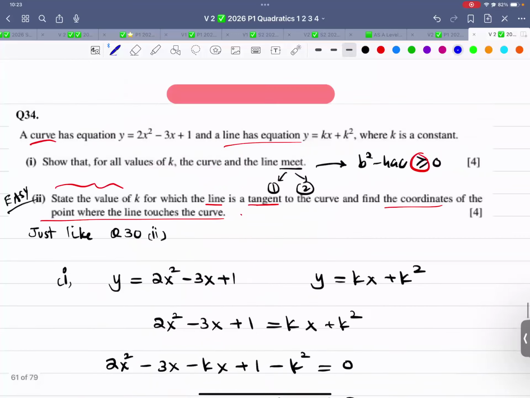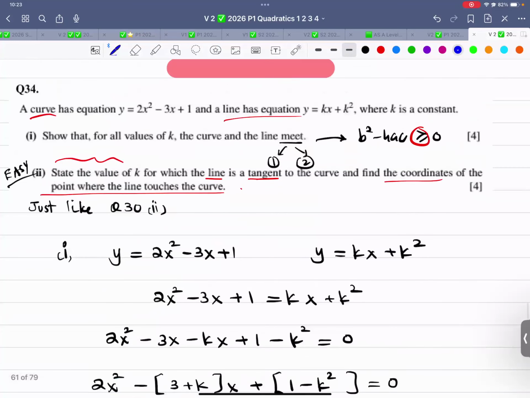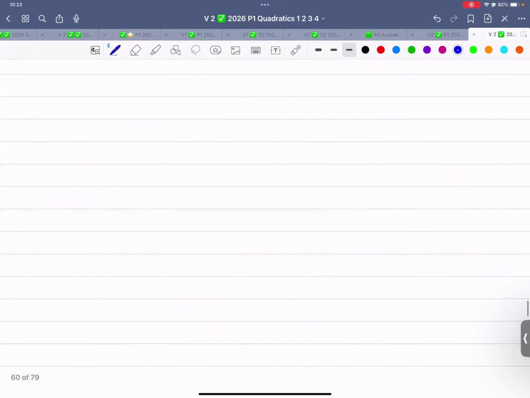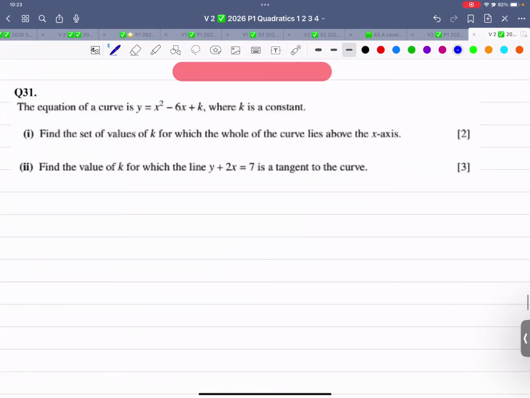So this one was a tricky concept because you have seen it for the first time. So question number 34, part 1, yes, it was tricky. Coming back to this question, that is question number 31. It says the equation of a curve is this, where k is a constant, and find the set of values. Find the set of values of k, that means inequality, for which the whole of the curve lies above the x-axis. Now, another very nice question.